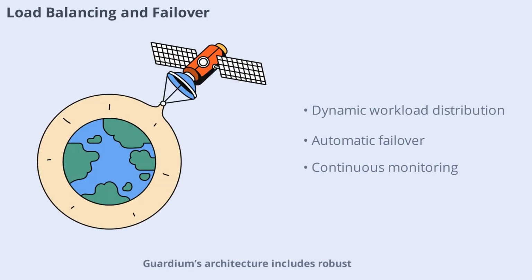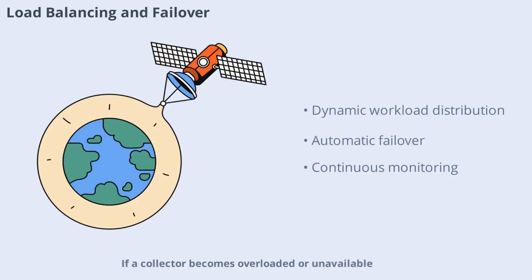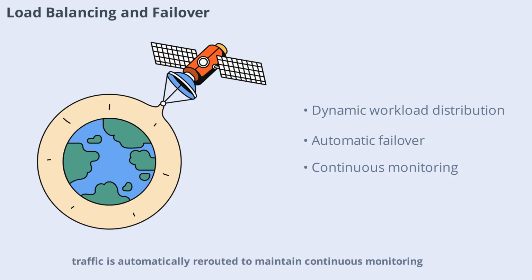Guardium's architecture includes robust load balancing and failover capabilities. Universal connectors and collectors can distribute workloads dynamically, ensuring high availability and optimal performance. If a collector becomes overloaded or unavailable, traffic is automatically rerouted to maintain continuous monitoring. This design minimizes downtime and ensures that security coverage remains uninterrupted, even during infrastructure changes or failures.